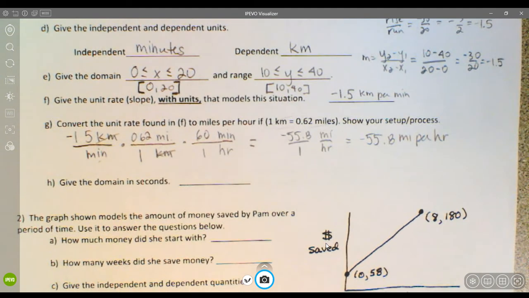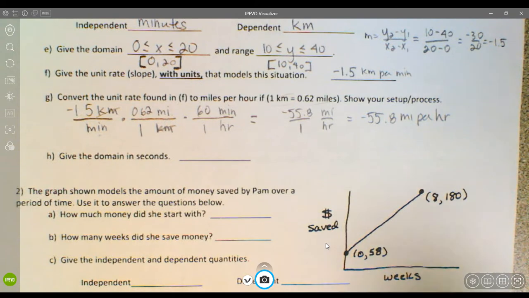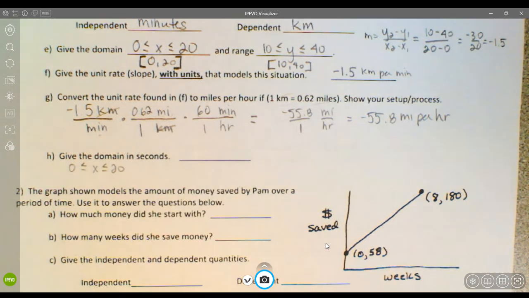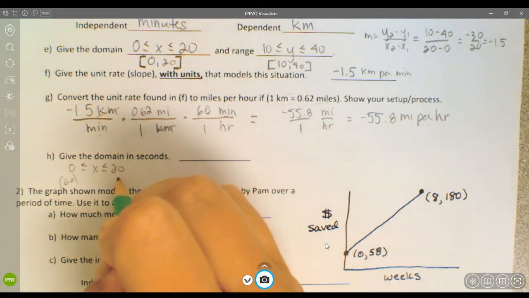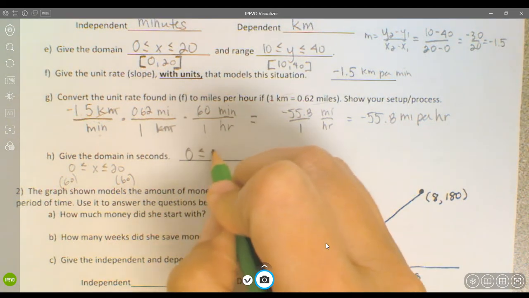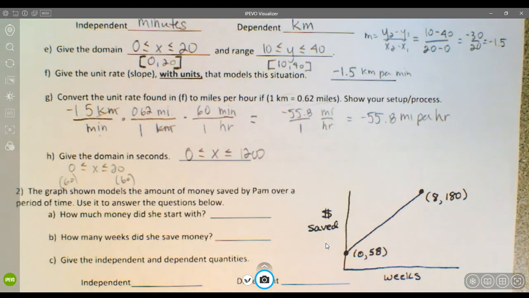Give the domain in seconds. Well, our domain originally was in minutes. So we went from 0 is less than or equal to x is less than or equal to 20. To convert minutes into seconds, we have to multiply by 60. So this becomes 0 is less than or equal to x, which is less than or equal to 1200 seconds.